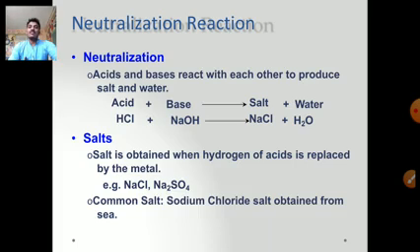And what are salts? Salts are obtained when the hydrogen of acids is replaced by a metal. For example, NaCl and Na2SO4. Next one is common salt. Sodium chloride, the salt obtained from the sea. This we call common salt.